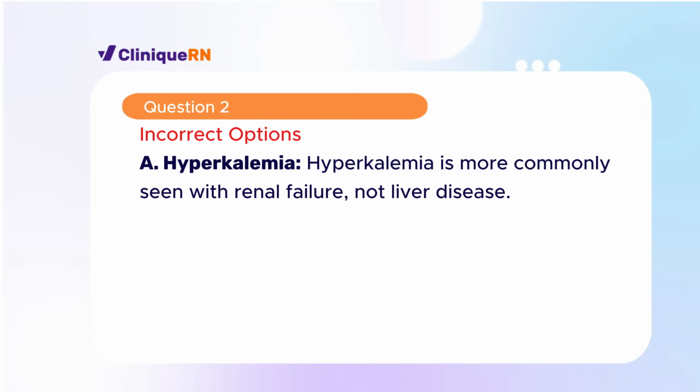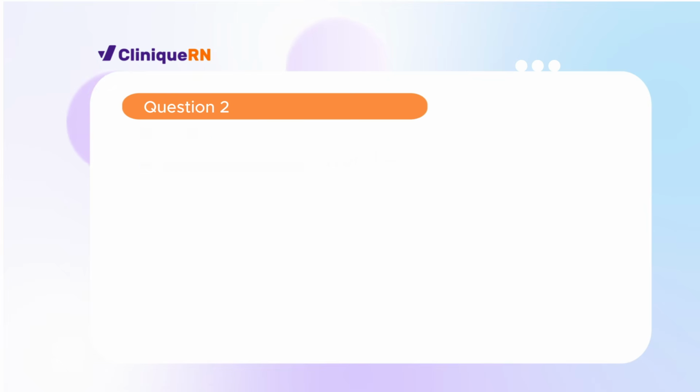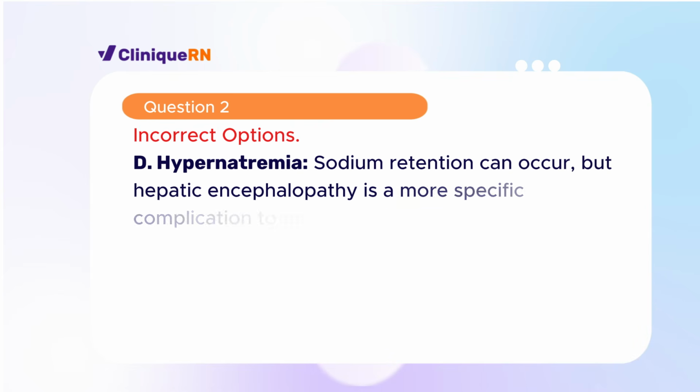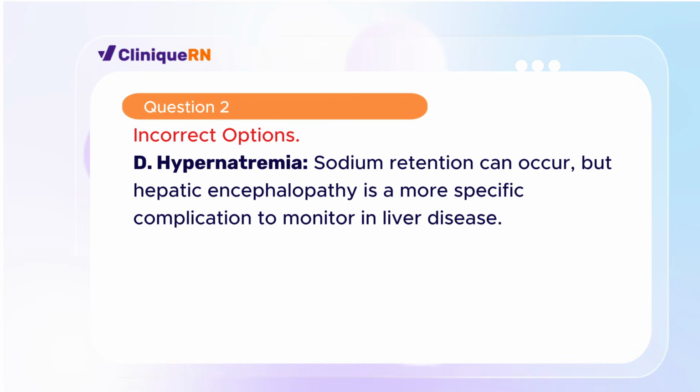Rationale for incorrect answers. A. Hyperkalemia. Hyperkalemia is more commonly seen with renal failure, not liver disease. B. Hypoglycemia. Liver disease can cause hypoglycemia due to impaired glucose production, but hepatic encephalopathy is more directly associated with liver failure. D. Hypernatremia. Sodium retention can occur, but hepatic encephalopathy is a more specific complication to monitor in liver disease.